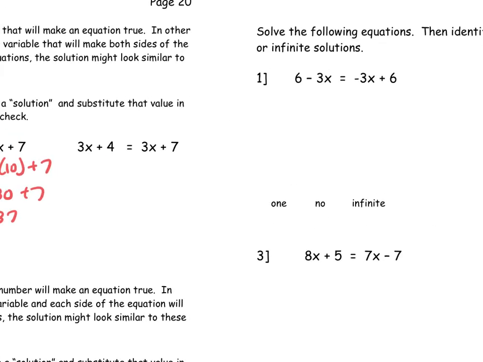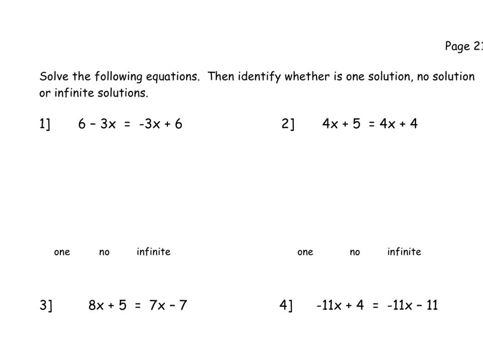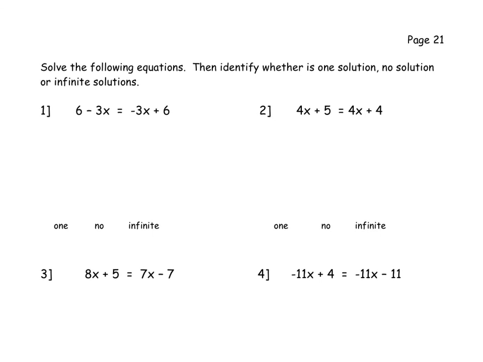So now let's go and look at what we're going to be asked to do today. So we're going to do one together, and I'll have you try it. The directions state solve the following equations and identify whether it's one solution, no solution, or infinite solutions. So I'm going to start by building the wall. Then I see a term with a variable on both sides. I see negative 3x here, and I see negative 3x here. So they're identical.